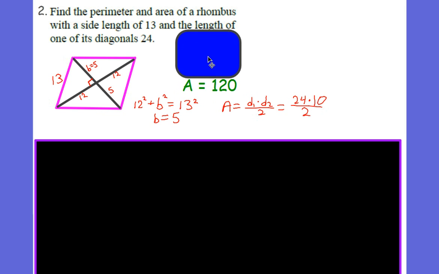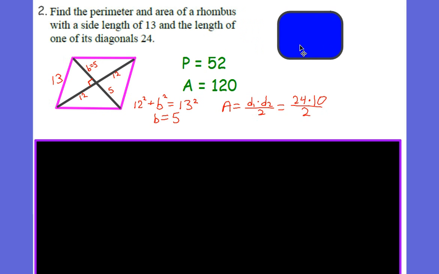Actually, let me go up on this one. We get our area equals 120 square units. I didn't include that; of course, they didn't give us units. Now, I did say find the perimeter, so that part's pretty easy. If this is 13, you're just doing 13 times 4. So the perimeter is 52 units.